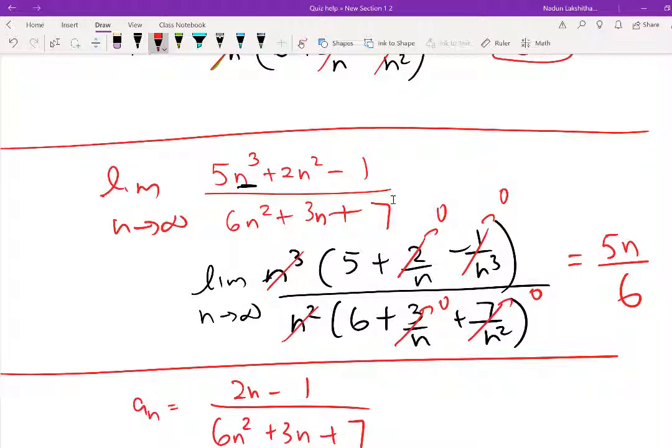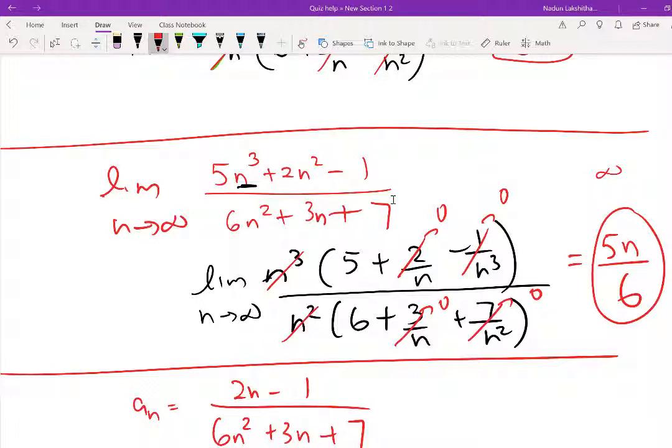Now when n becomes large, 5n over 6 is also getting large. So when n goes to infinity, that goes to infinity. Right, so this is divergent. So this is a divergent sequence. So this is going to infinity.